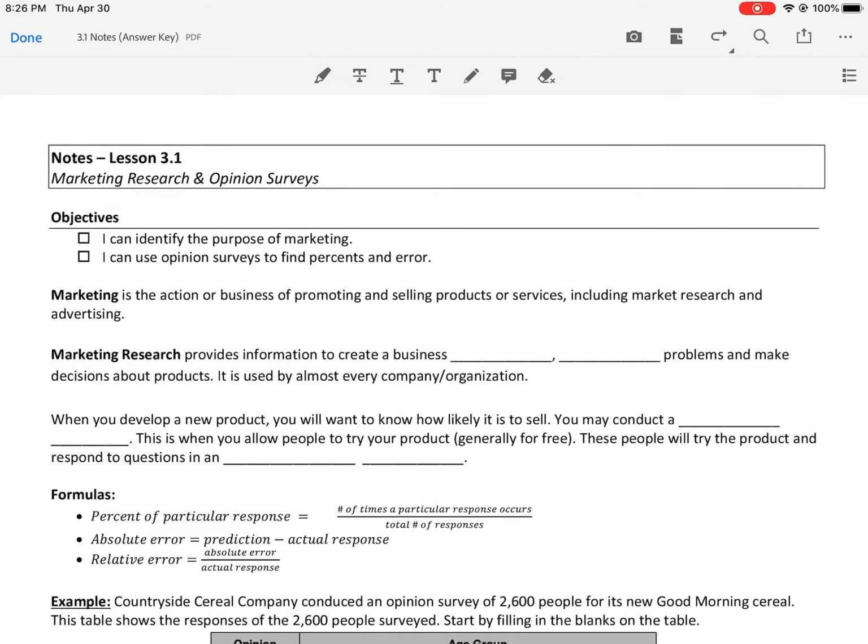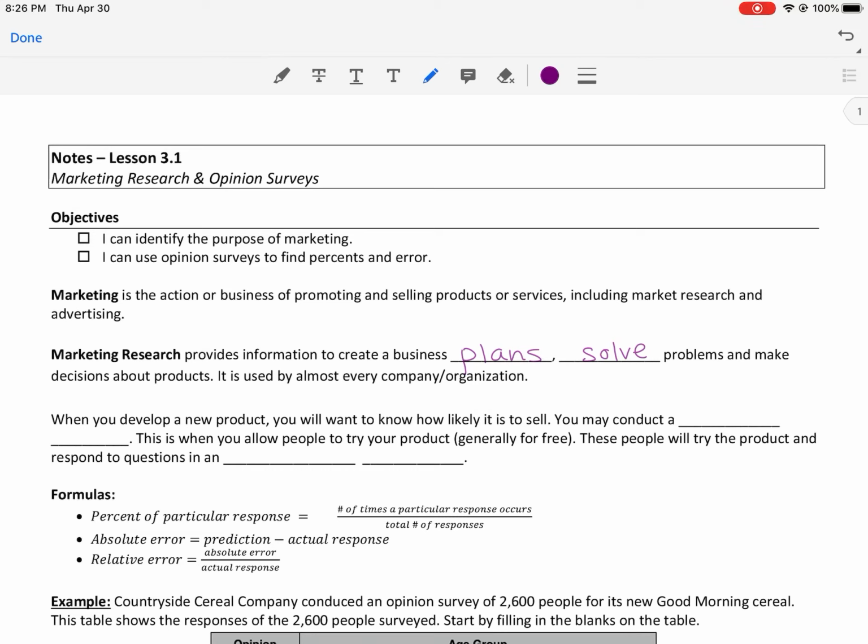All right, this last unit is all about marketing. Marketing is the action or business of promoting or selling products or services, including our market research and our advertising. We're going to focus today on market research, but we will look at advertising as well. Market research provides information to create business plans, to solve problems, and make decisions about products.